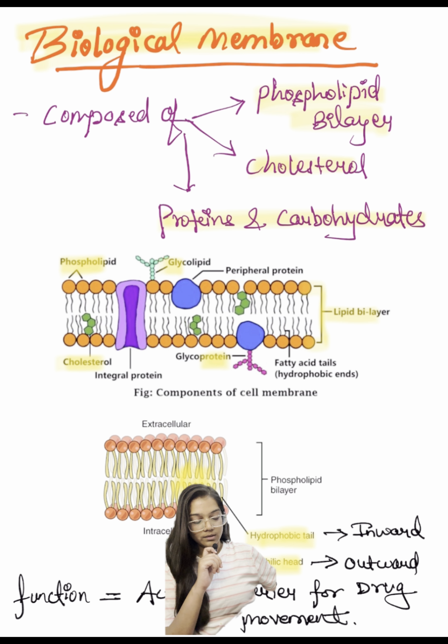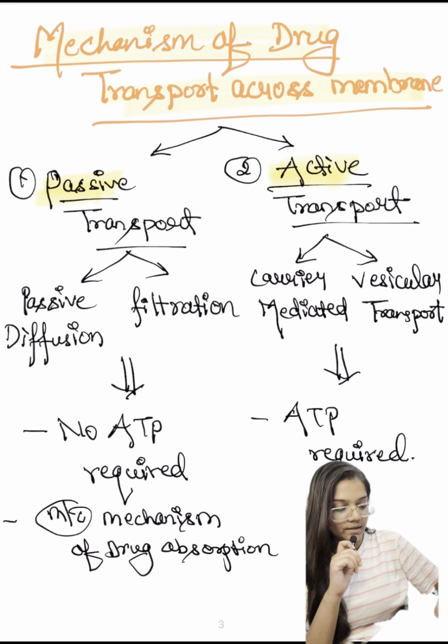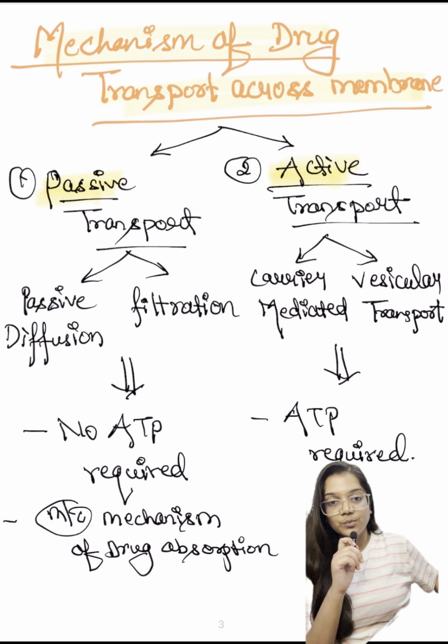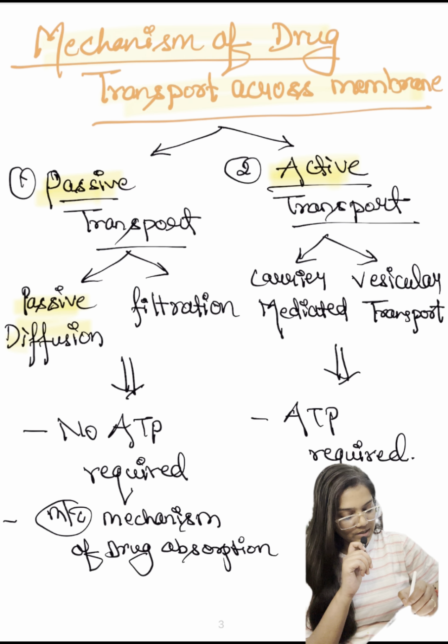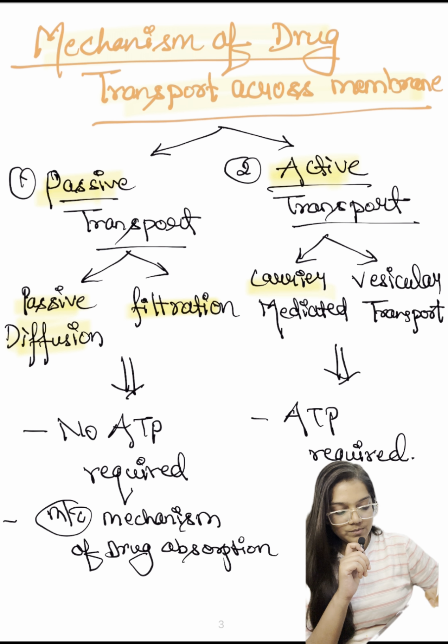Next is the mechanism of transport of the drug across the cell membrane. How the drug is getting transported. There are two types, that is passive transport and active transport. Passive transport is again of two types, that is passive diffusion and filtration. The active transport is of two types, carrier mediated and vesicular transport.